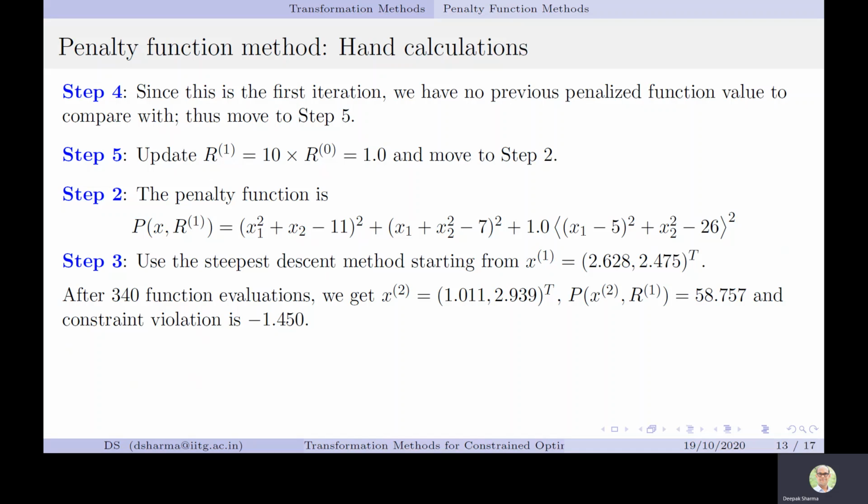Now the question is, in the previous slide, we have seen the penalty function value after step 2 reduced to 25 point something. Now we have increased the value of R, but this penalty function value is more than in the previous iteration, although our constraint violation has reduced. So why is it so?